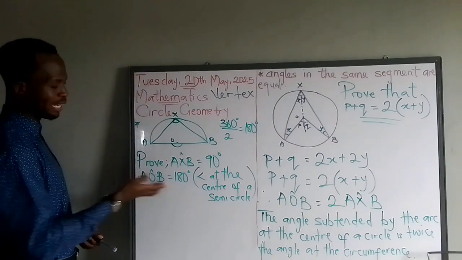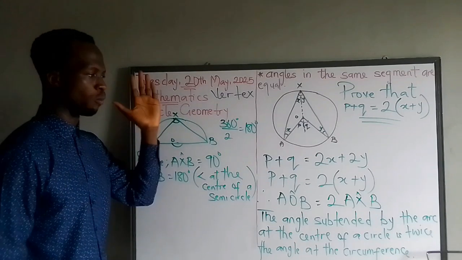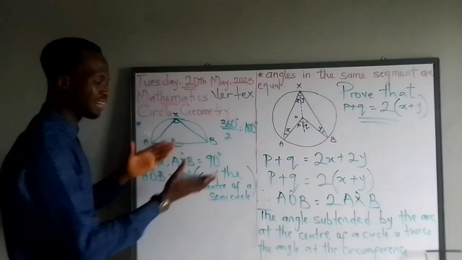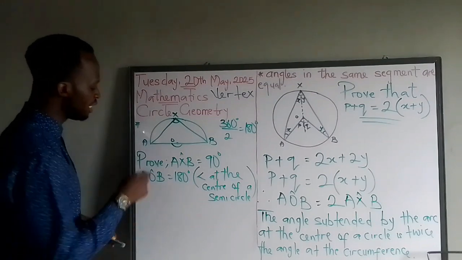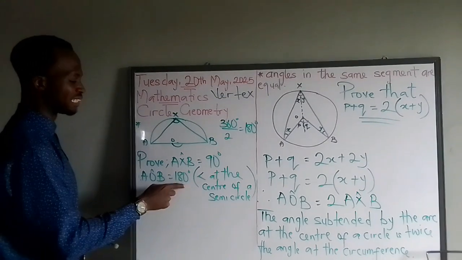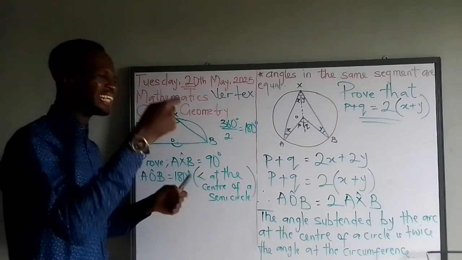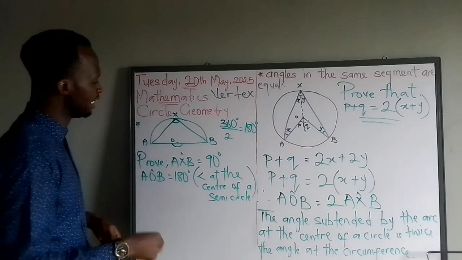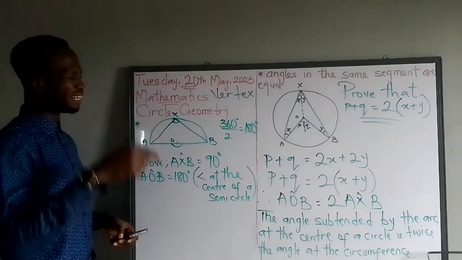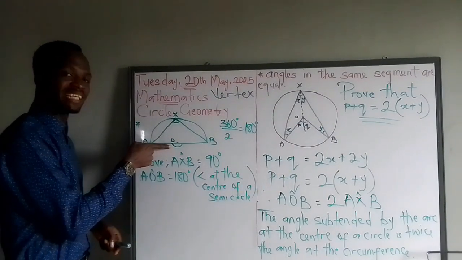Now, what is the angle in a semicircle? So now that we know that AOB is 180 degrees, don't forget I told you that once you are able to prove and to master the first theorem, the other theorems will be a walkover. Now you'll be able to apply the first theorem here. So if AOB is 180 degrees and AOB is the angle at the center, it suffices to say that the angle at the circumference will be 90 degrees.